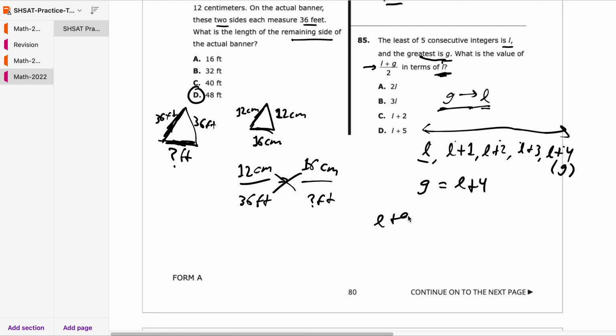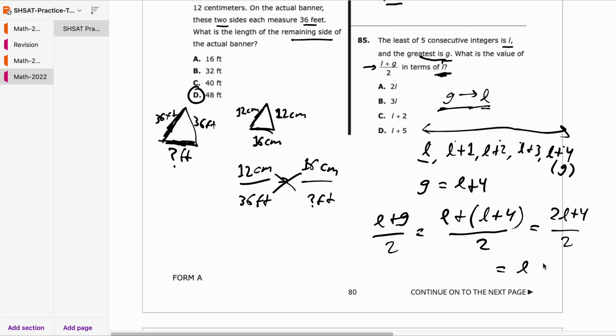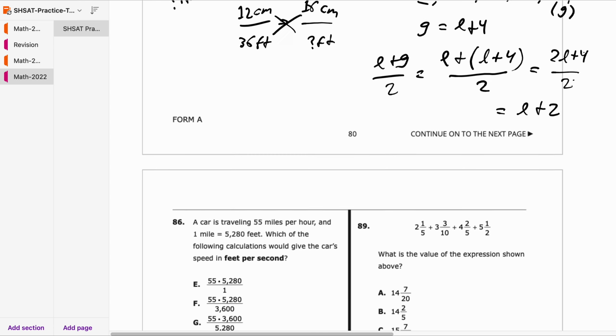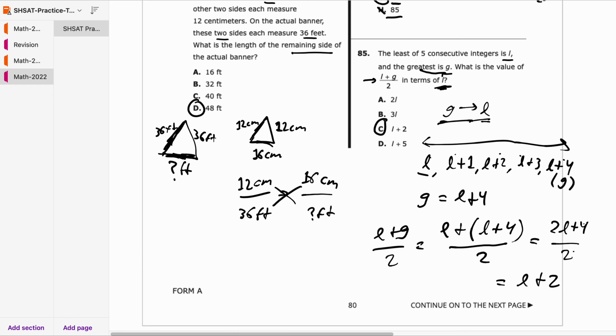And now (L plus G) over 2 is going to be (L plus 4 in terms of G) and then over 2. So this is (2L plus 4) over 2, which in turn is going to be L plus 2. Right, we divide 2L by 2 and 4 by 2 and add them. So this would be C. Okay, yeah, I think that's right.